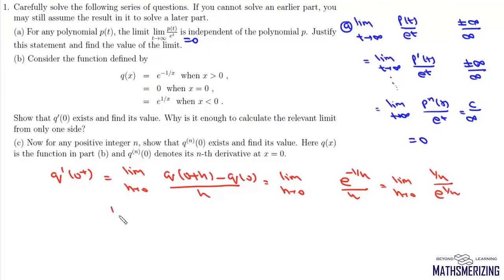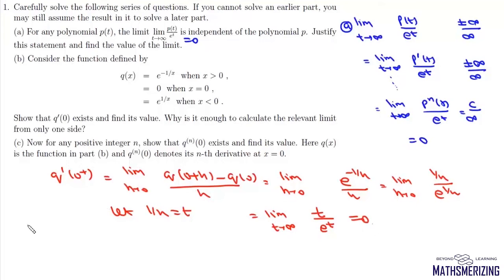Now what we will do is we let 1 by h as t, then we can write this as limit t tends to infinity t upon e to the power t, which is of the form p(t) upon e to the power t, and we know that this limit is equal to 0. So q dash 0 positive is 0.